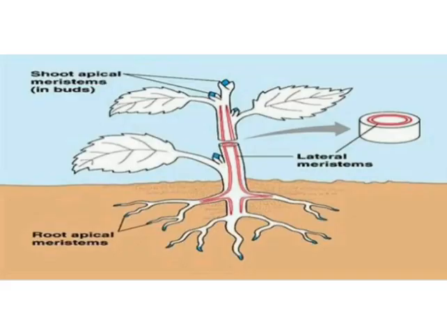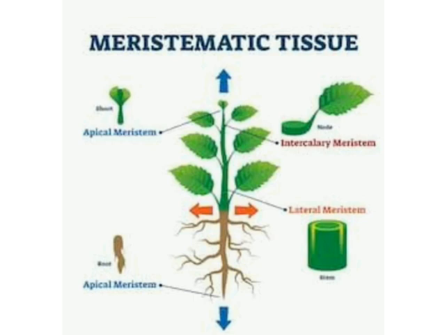The meristem present on the outer side or circle of a stem, which helps to increase the growth in width or girth, is called lateral meristem or cambium. The third type of meristem is found at the base of leaves or between two nodes, or internodes. It is called intercalary meristem. They help in the growth in length of the internode.